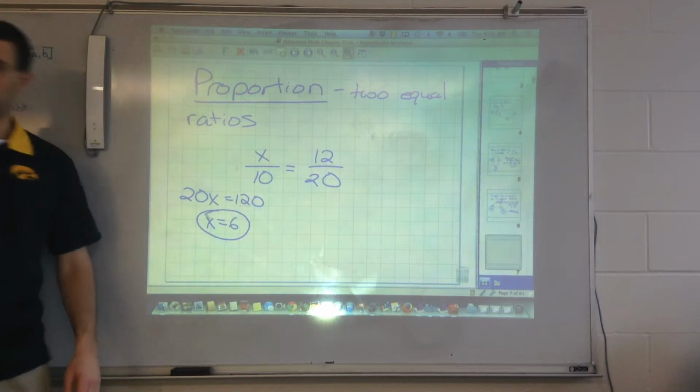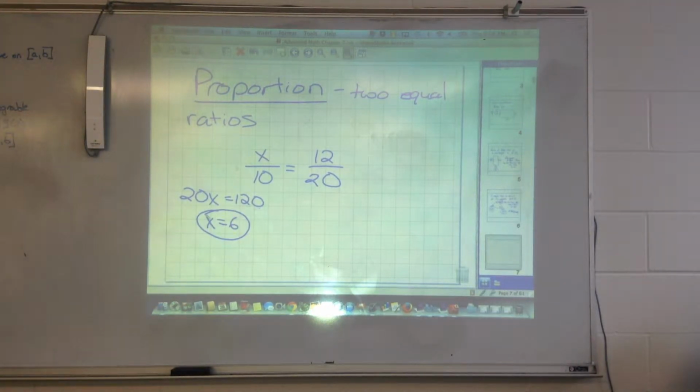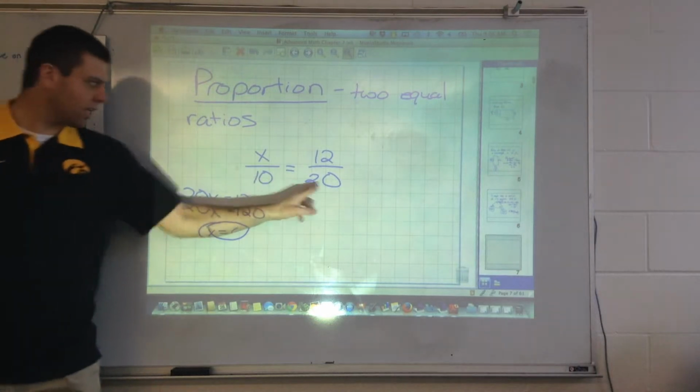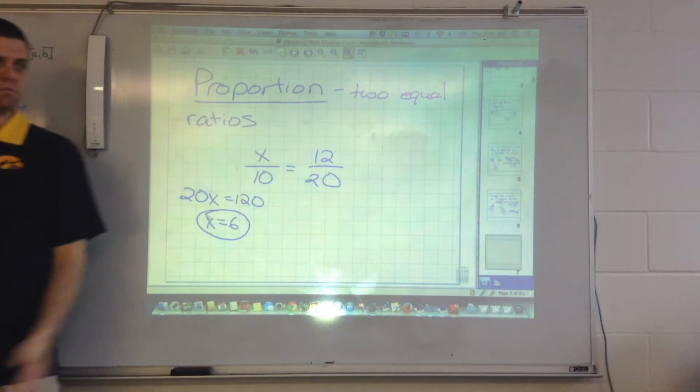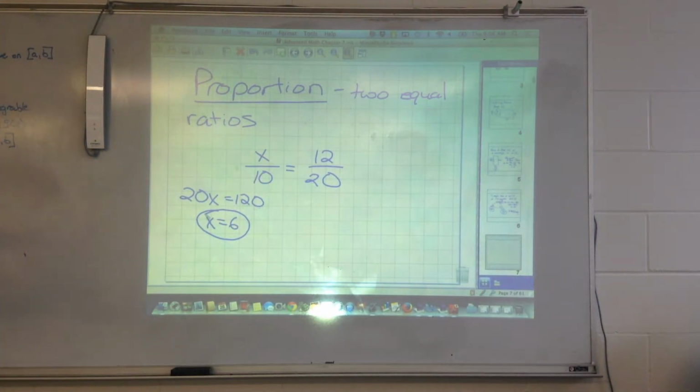Good. Anybody else think of it differently? I just used the guessing game. What do you mean? Because 10's half of 20, so what's half of 12? Yeah, 10 is half of 20, so what's half of 12? That's a good way to think of it. There's nothing wrong with that. Now, when they get complicated, that's when that doesn't work anymore.